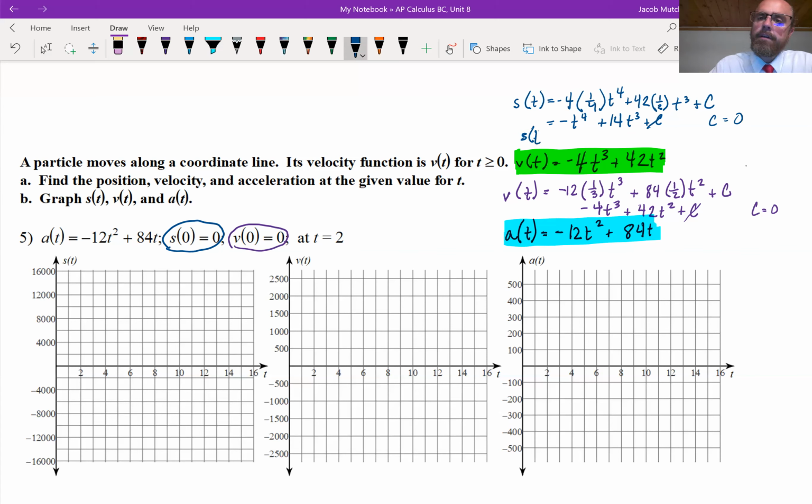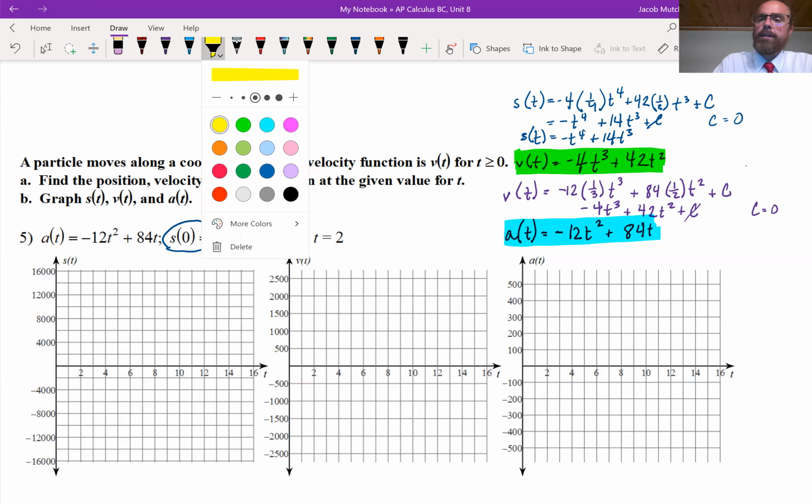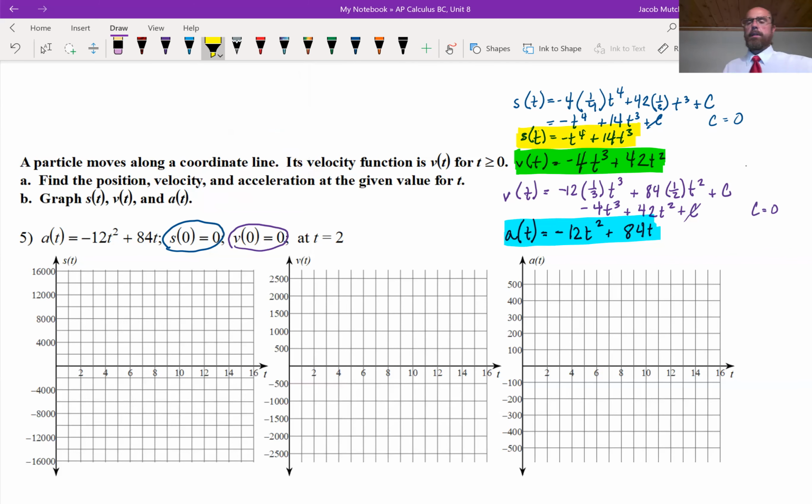And that completes our work just finding the functions, finding the equations of position, velocity, and acceleration. Again, here we were given acceleration, so we integrated twice to get velocity and position. So now again, we would like to graph those.